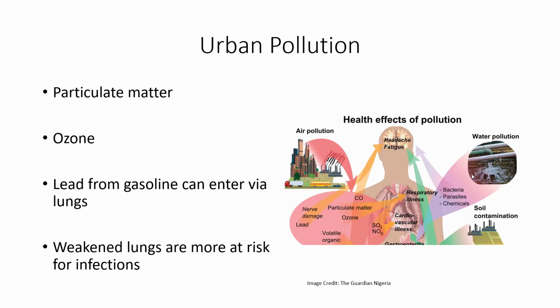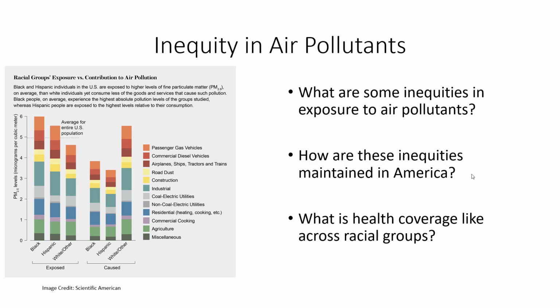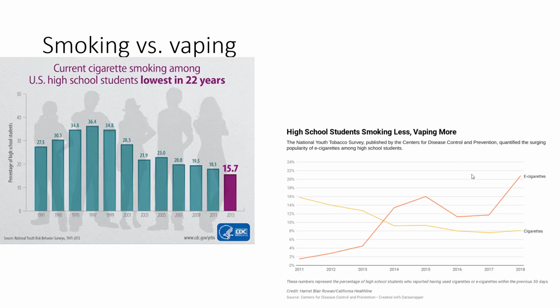Weakened lungs, like those who have been exposed to urban pollution for a long period of time, are at more risk for infections. We'll cover some infections later, but it can be things like bacteria, parasites, and chemicals. No, chemicals can't infect. Bacteria and parasites can. There is a level of inequity in air pollution, and we are going to cover this in class. So since there is social work people in this class, they will be covering this in a bit of a discussion, but not here online.